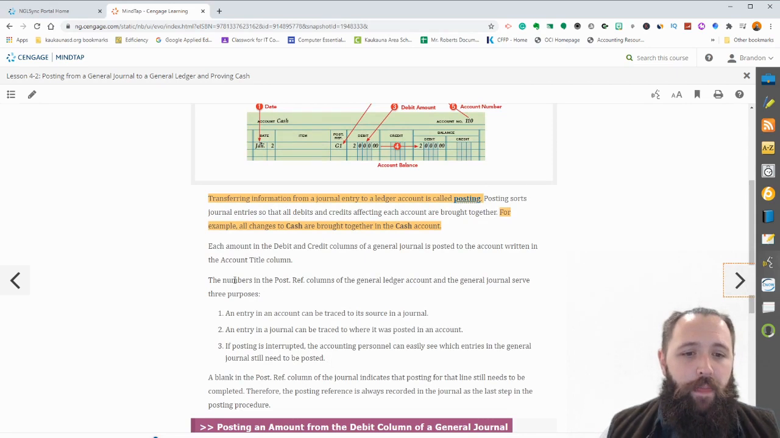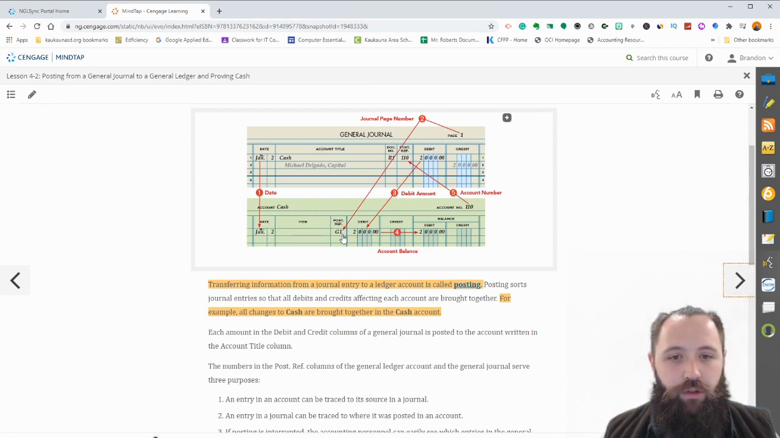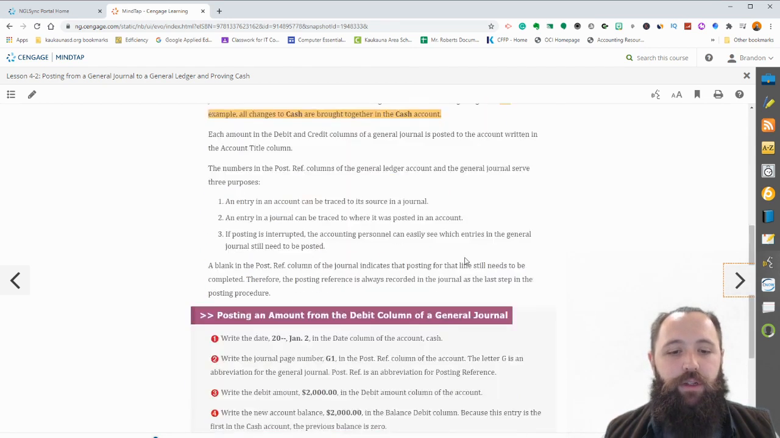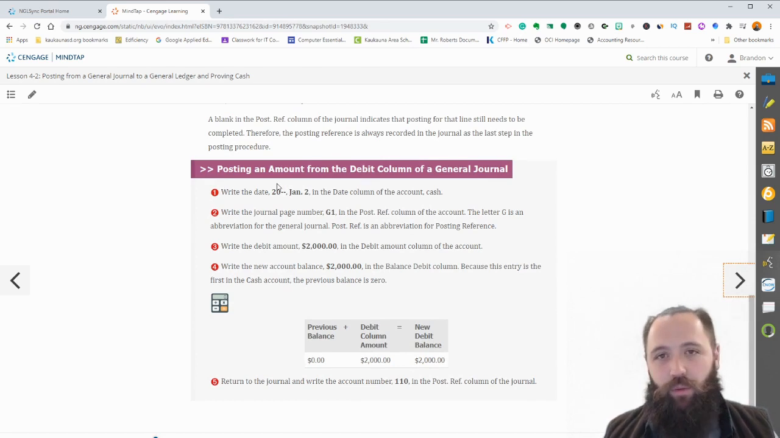So here we go. If you look at the different parts here, in our ledger, we have our date, our post reference, our debit column, our credit column, and then our balance. So let's walk through the steps. Let's read the steps here to start. It says posting amount from the debit column of a general journal. It's really similar if it's a credit, but we'll get to that.